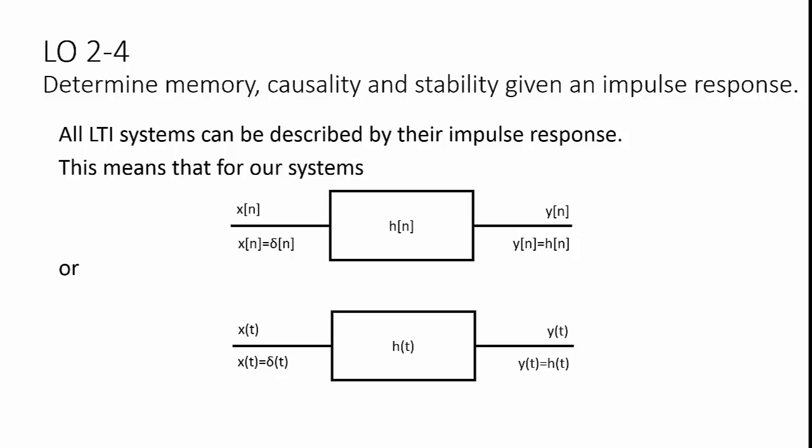In Learning Outcome 2.4, we talked about the relationship between the inputs and the outputs of a system and the system impulse response, h of n or h of t. We said that the inputs were called x, the outputs were called y, and if we put in a special input, such as the impulse, either in discrete time or continuous time, then the output we get out is special. It is the impulse response.